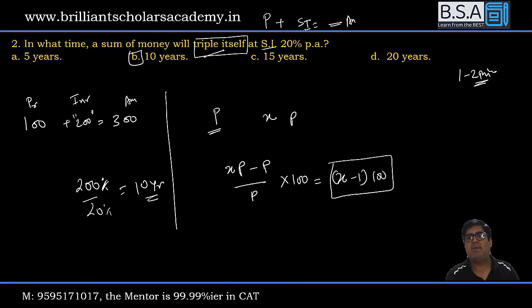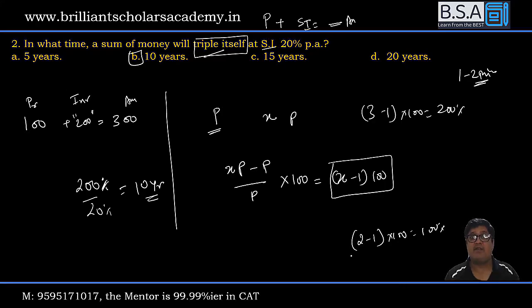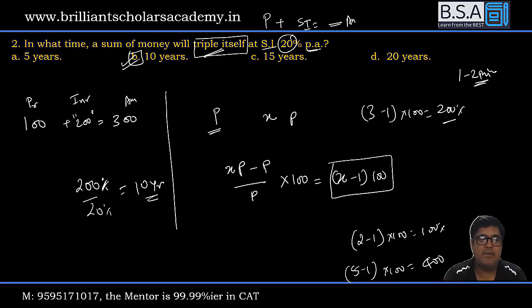So when money triples itself, the growth is 200%. When money doubles itself, the growth is 100%. When the money becomes 5 times of itself, the growth is 400%. So in this question, the growth is 200%. What is the growth every year? 20%. So how many years will I take to match it? 10. Take your time. Understand what I am trying to teach you.